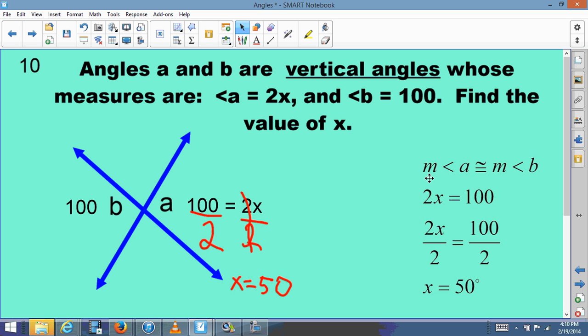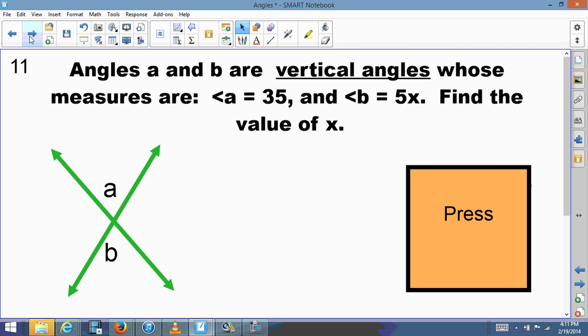So the measure of angle A, and the M stands for the measure of. That's how we write it. The angle sign for the angle. So the measure of angle A is congruent to the measure of angle B. 2x equals 100, which is what we did over here. Divide by 2 both sides. 2's cancel out. x is equal to 50 degrees. Nice job.